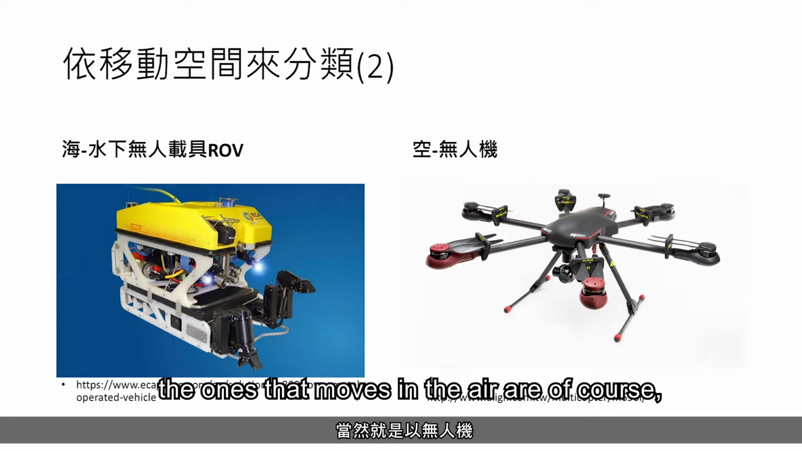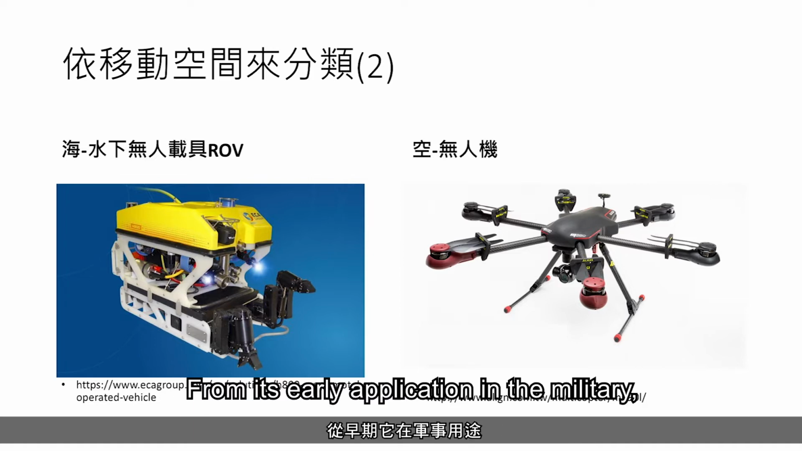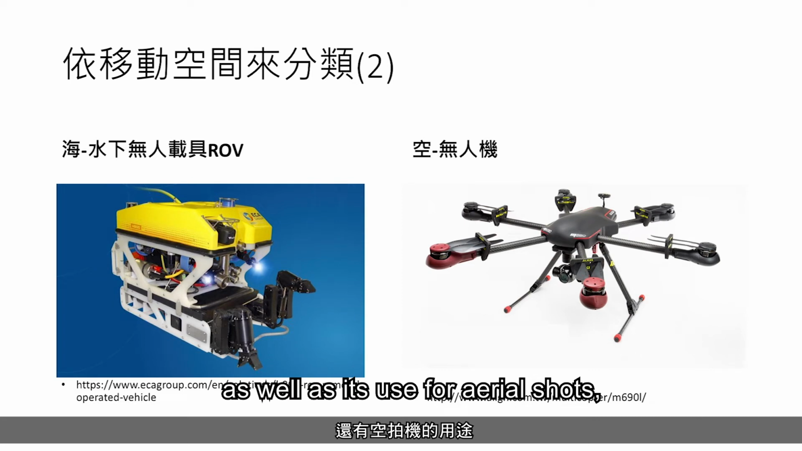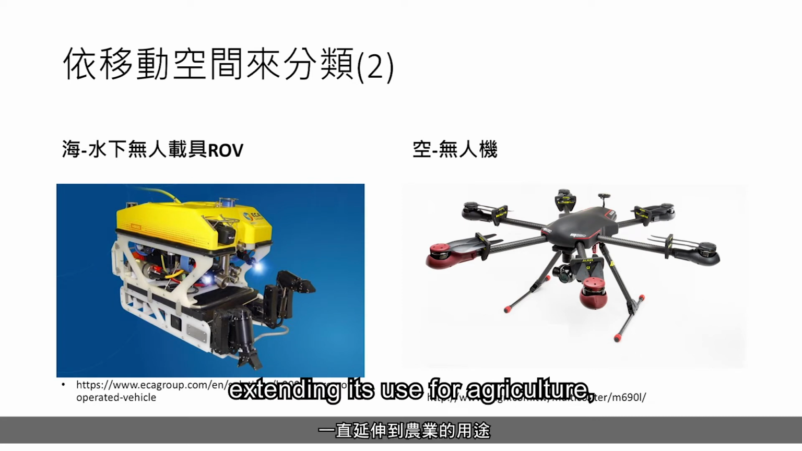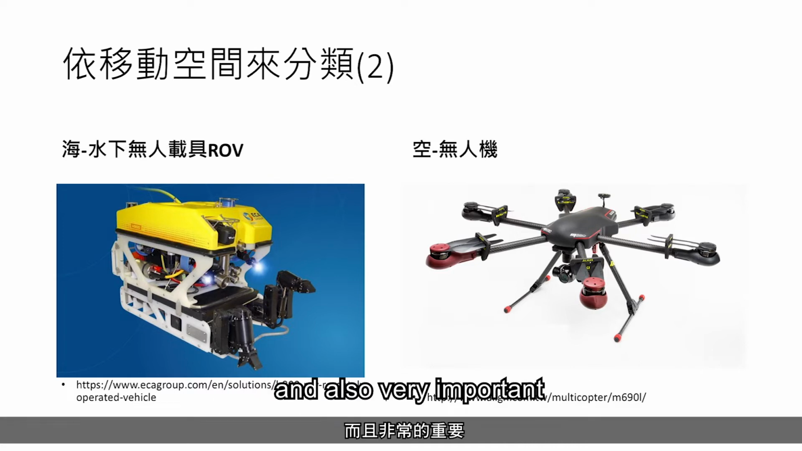The ones that move in the air are, of course, the drones, being the most representative from its early application in the military, as well as its use for aerial shots, extending its use for agriculture. Its development is in fact very fast and also very important.